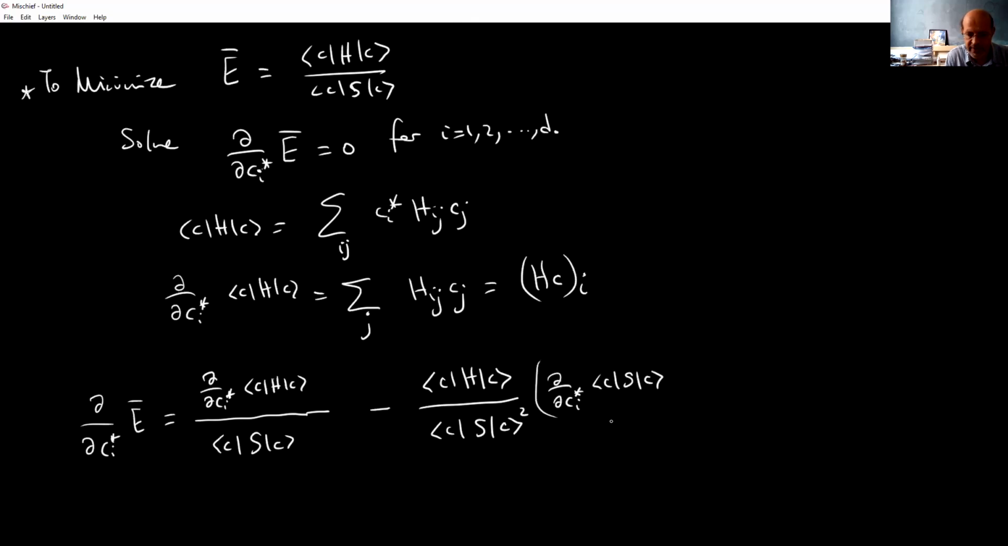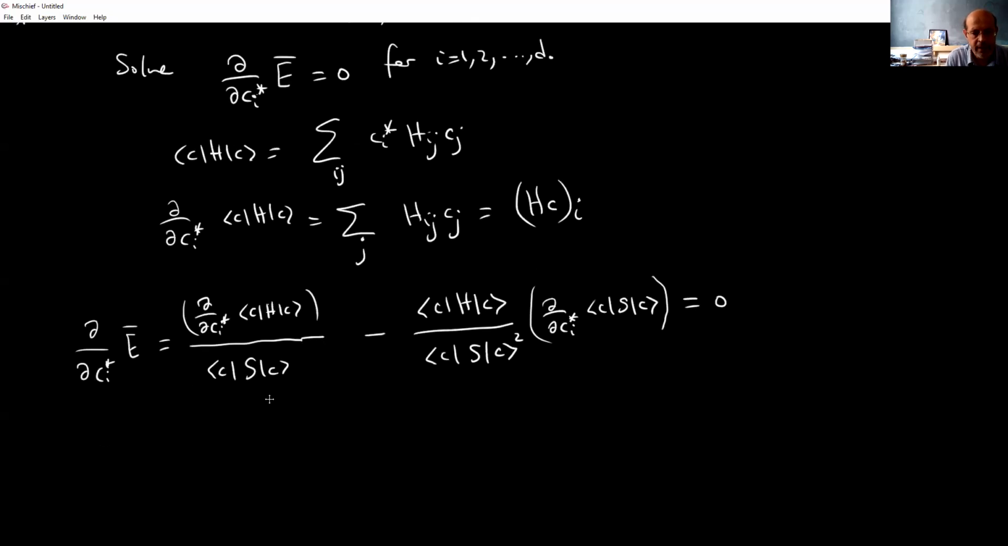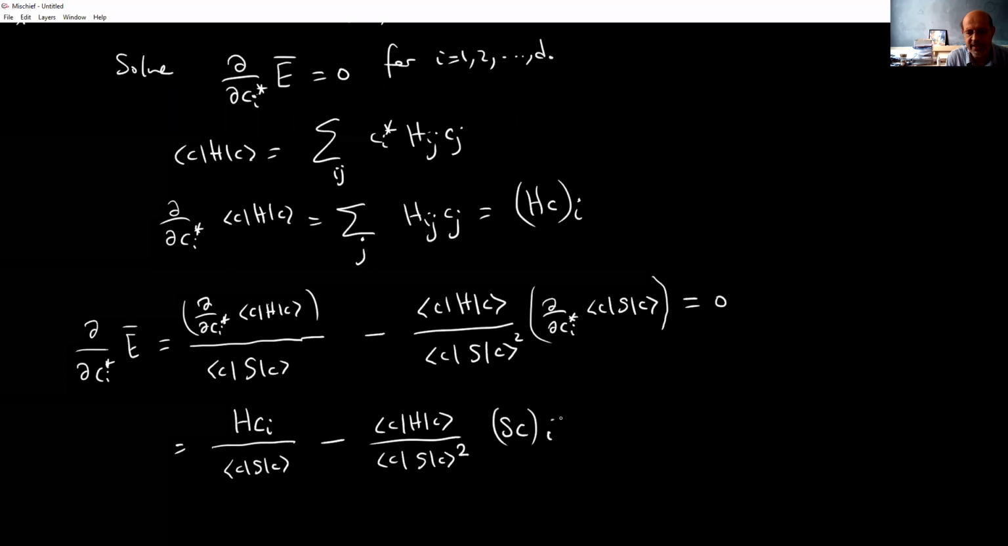Okay, so this is the derivative of the denominator, this is the derivative of the numerator. That's equal to 0. So that's the equation. The derivative of the numerator is the matrix H applied on Ci, divided by this one. This one is, well, there's some kind of a number in here: C S C squared. So there's a square in here, and then S applied on C. And I'm looking at the ith component in here.